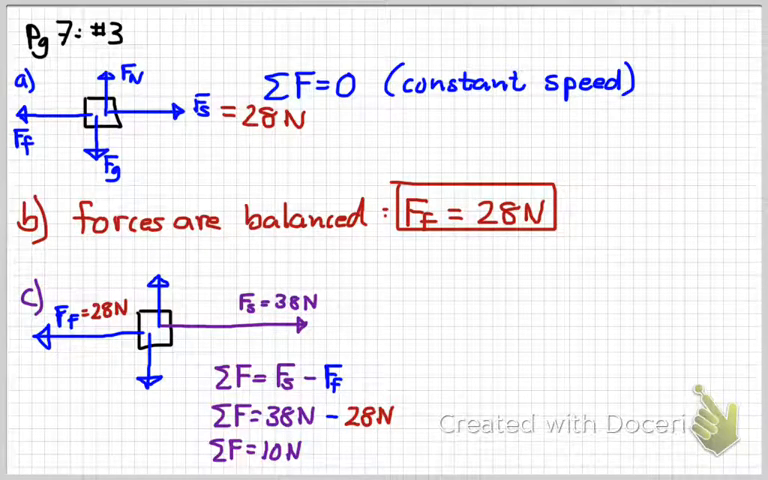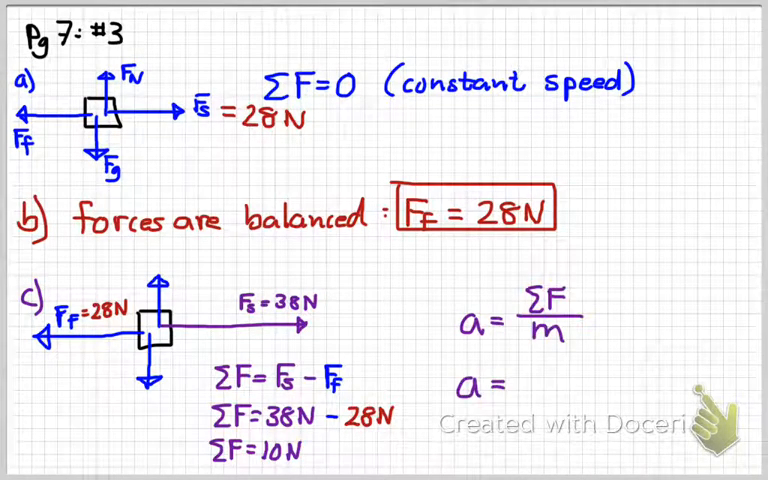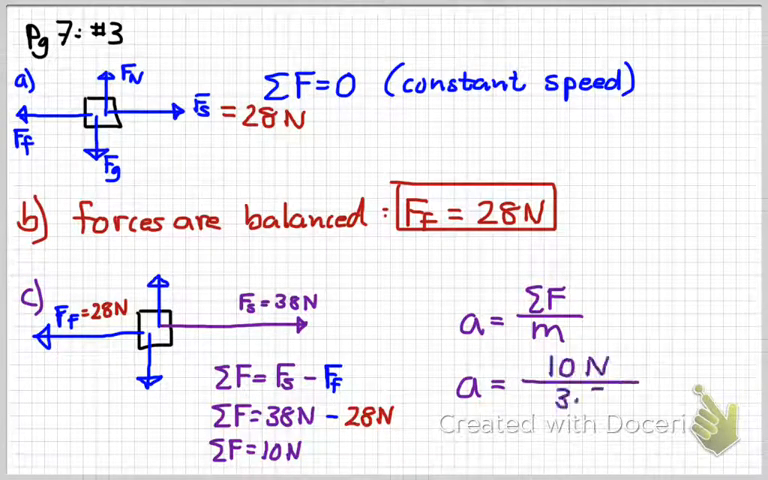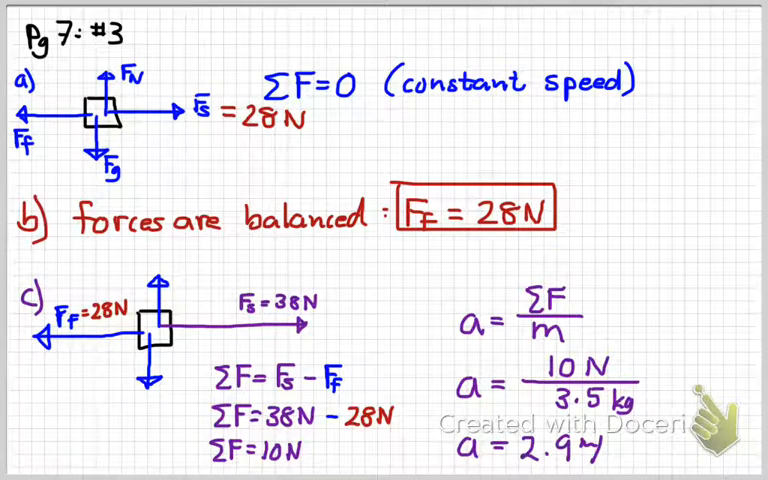And when you do that, 38 minus 28 gives you 10 newtons. Lastly, we can figure out the acceleration by using Newton's second law. Since acceleration is net force over mass, just take my 10 newtons, divided by the mass of 3.5 kilograms, and that would give me 2.9 meters per second squared.